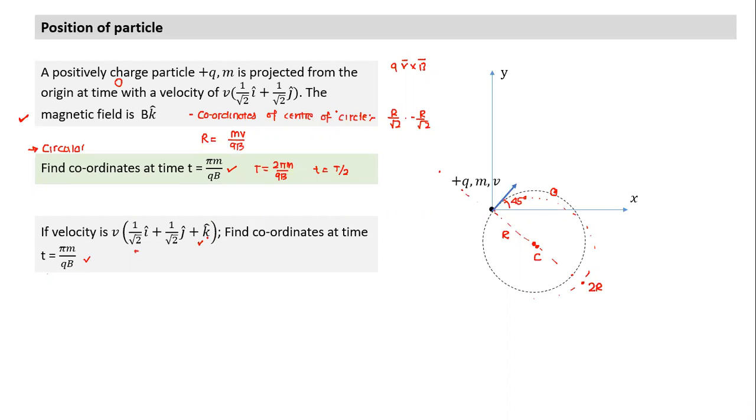See, when the velocity has a k component also, it does not change my xy coordinate at a particular point of time. It will still be in the xy perpendicular plane. It will have its motion independent of this velocity here. So this coordinate will be equal to 2r by root 2, and the other will be equal to minus 2r by root 2. The only question is, what will be the value of the z coordinate here?